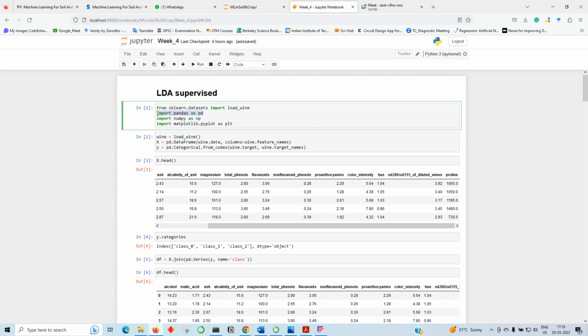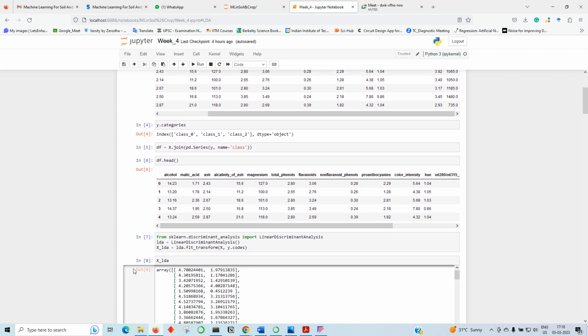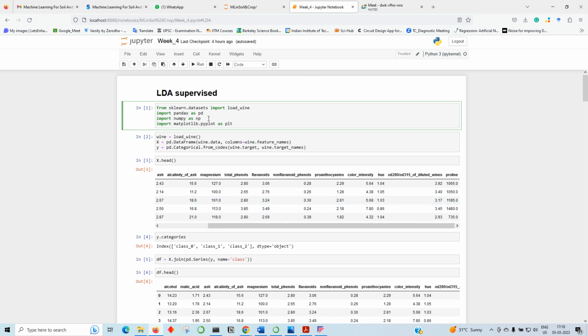Then we are going to use pandas to make a table, and we are going to do some analysis in the table, and we are going to use NumPy for normal operations. We don't need NumPy actually, but in case, we'll import NumPy and matplotlib.pyplot for plotting. So let's load the dataset. First we'll import all the packages. Then let's load the wine data, and let's store the observations in X and labels in Y.